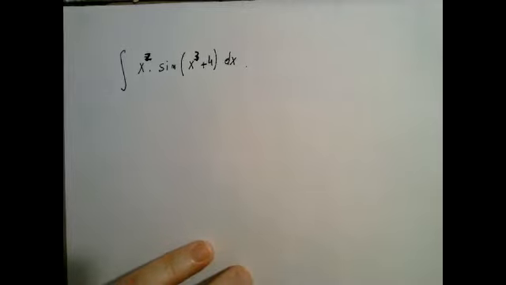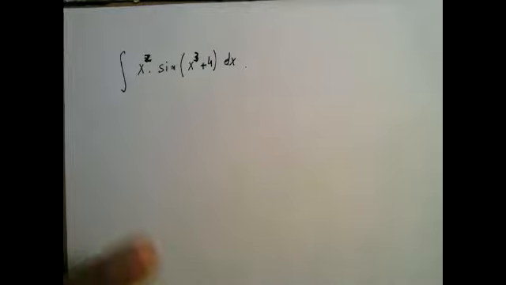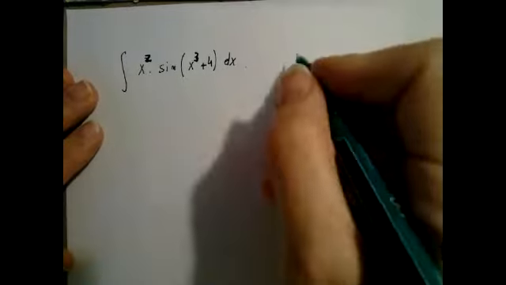The inside could be x cubed plus 4, because that derivative is x squared. Yeah, the derivative is 3x squared, but the 3 should not give us a problem because it's a constant. Okay, so let's do that. So what's going to be your u?